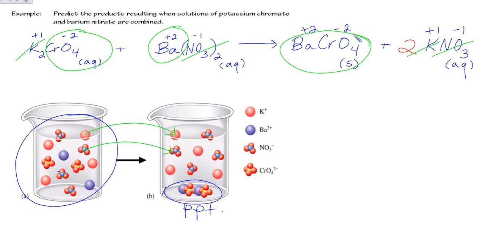A lot of times in AP, they're going to want your equations as net ionics. So start with the formula and then scale it down, because it really does give us a better picture of what's accurately present in the beaker.